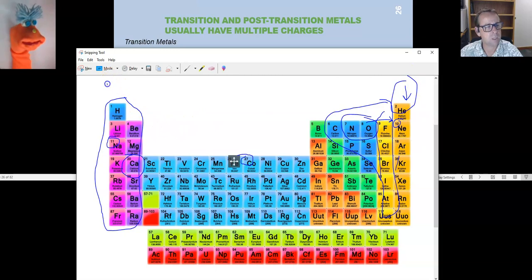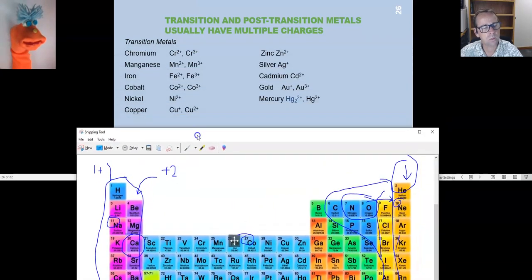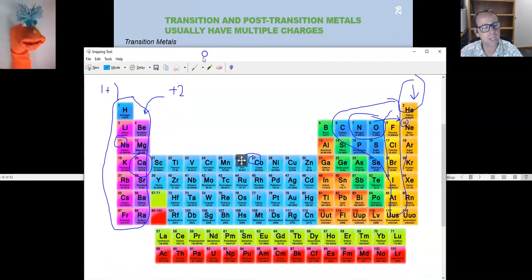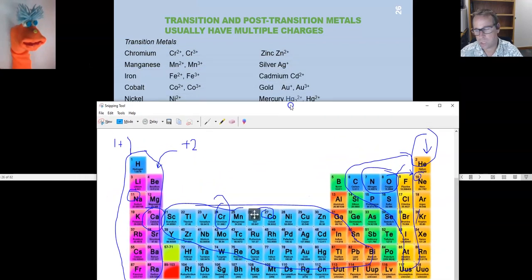These metals here, all of these are going to form a +1, right? Because of their location. All of these metals are going to form a +2 because of their location, right? So that's great, but it turns out that we can't tell what the charge is on these elements in this area, or even these post-transition elements, simply by looking at their location on the periodic table.